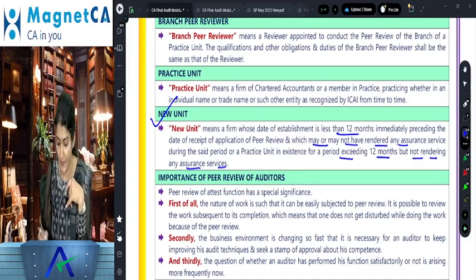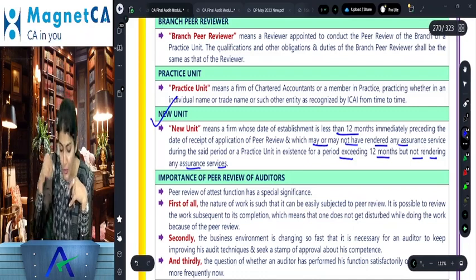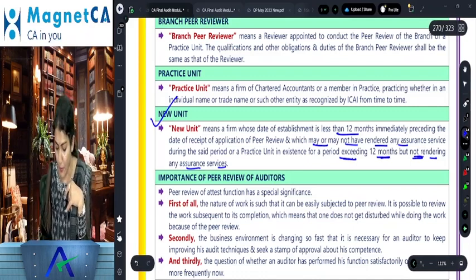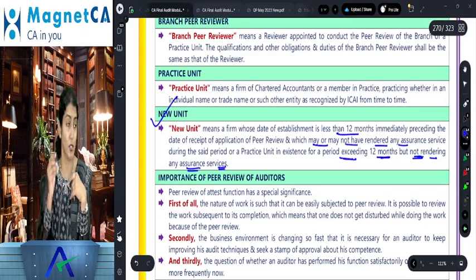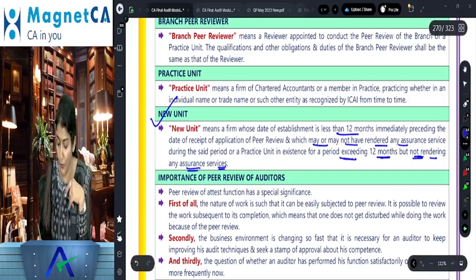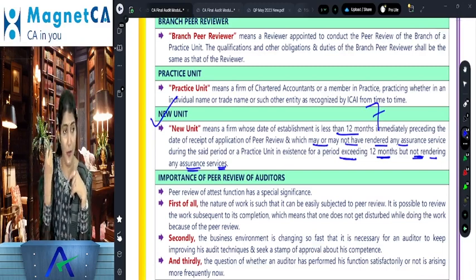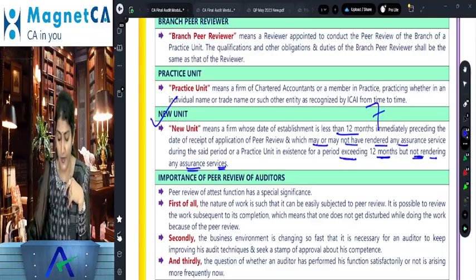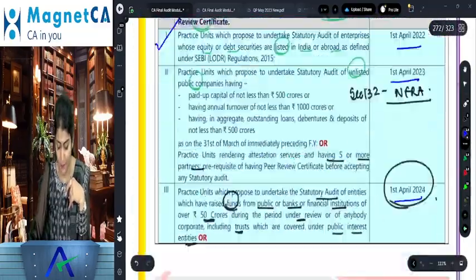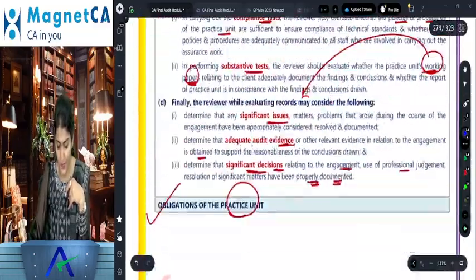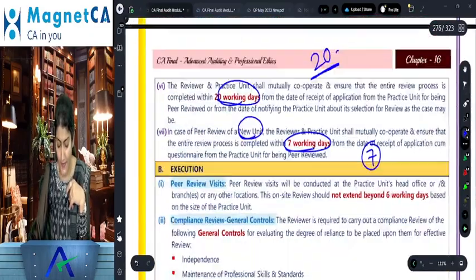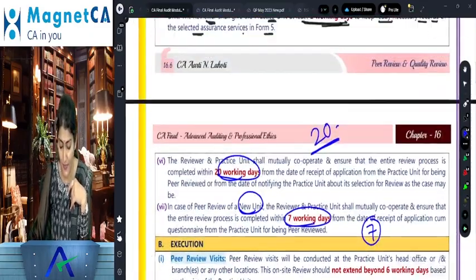Are you understanding that? So for a new unit, the peer review has to be completed within 7 days, and for an existing unit, the peer review has to be completed within 20 days. Are you understanding that? Okay. Right. So 20 days and the 7 days. Then after the 20 days and the 7 days, now what does it say?